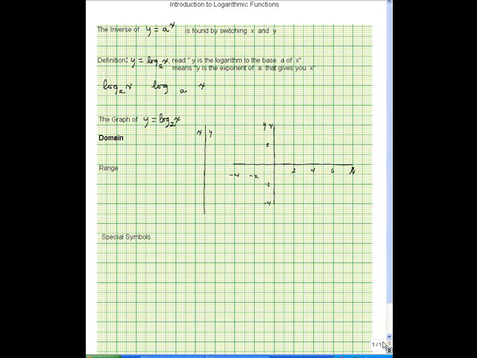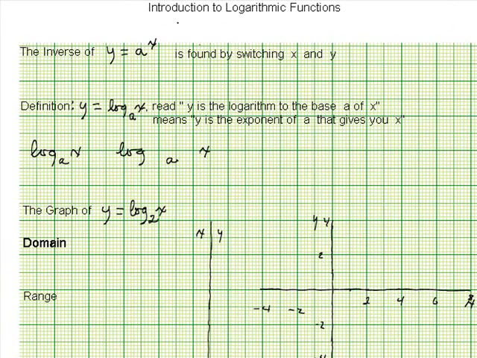Now that we've introduced exponential functions, we're going to need to have an inverse for the exponential function, and the inverse to the exponential function is called the logarithm. So we're going to try to come up with a definition for the logarithm right here. Now our objective is to invert the function y equals a to the x, the inverse function.